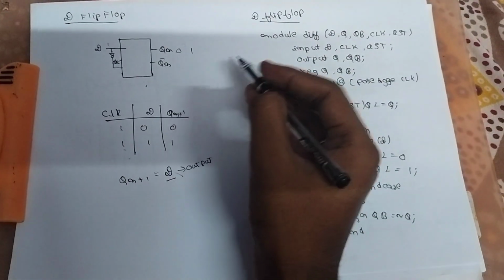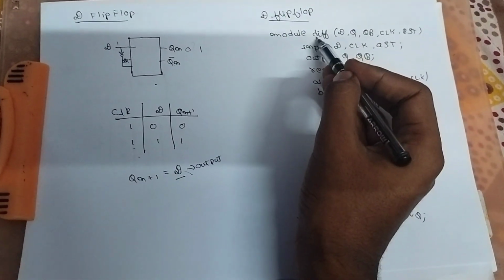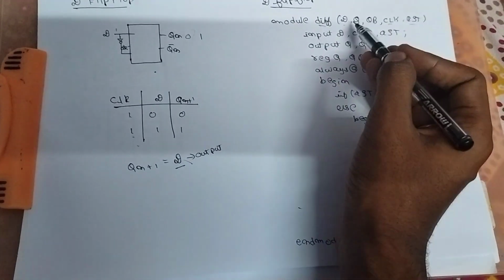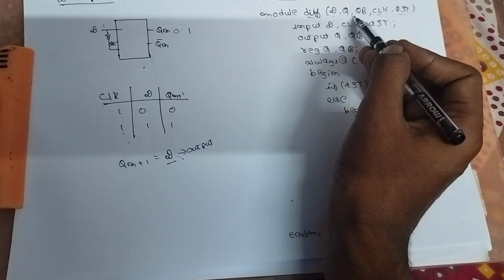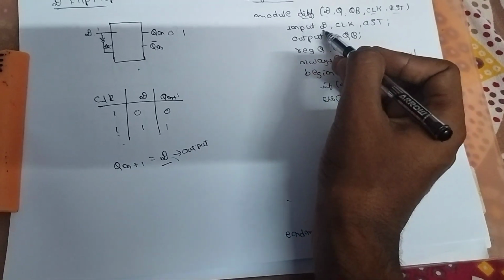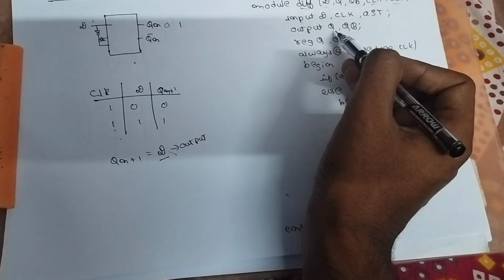Here is the program for the D flip-flop. Here we have named this program DFF. Here the inputs are D, clock and reset, and the outputs are Q and QB. We have declared the inputs here: D, clock and reset, and the outputs are Q and QB.